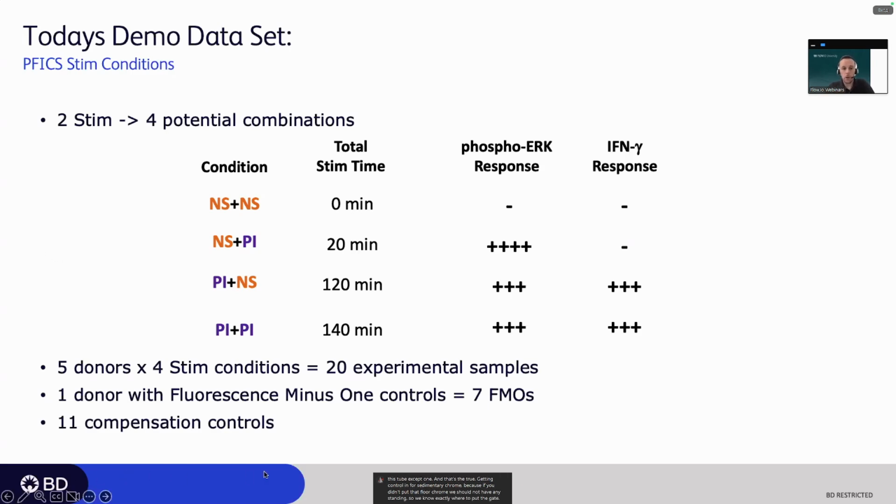And also we did run our 11 compensation controls, which is our 9 single stain colors plus 2 unstained: unstained cells and unstained beads.